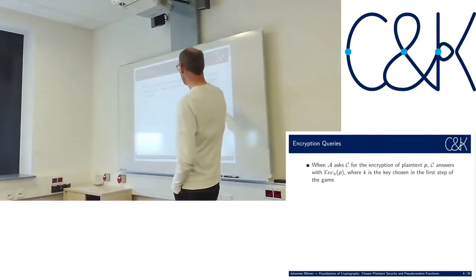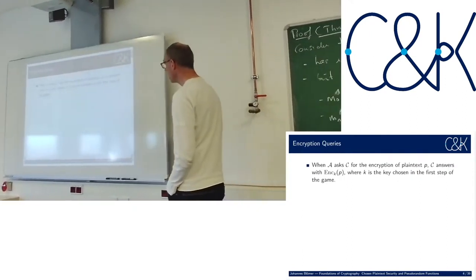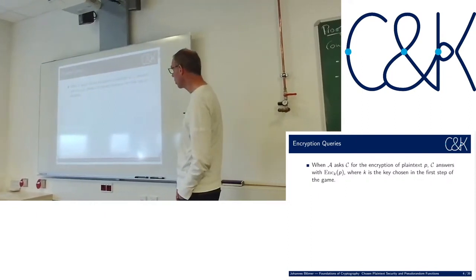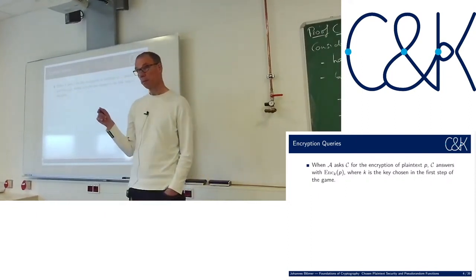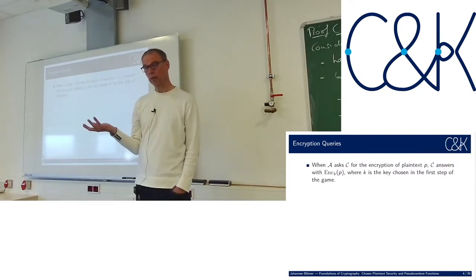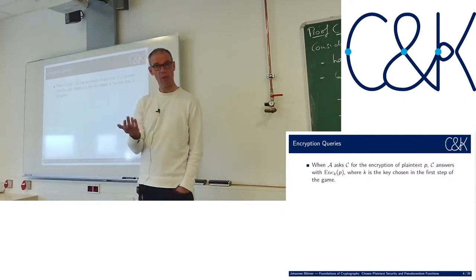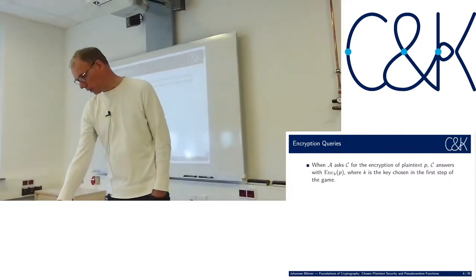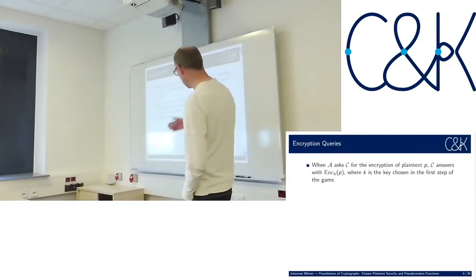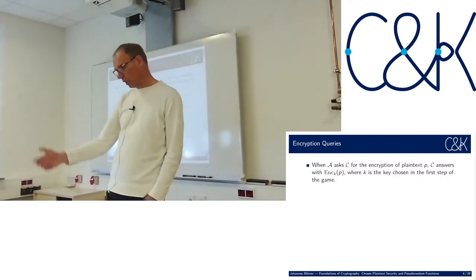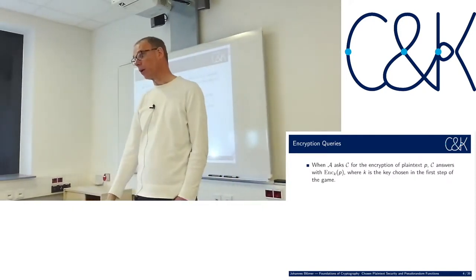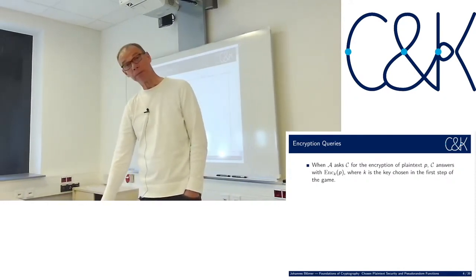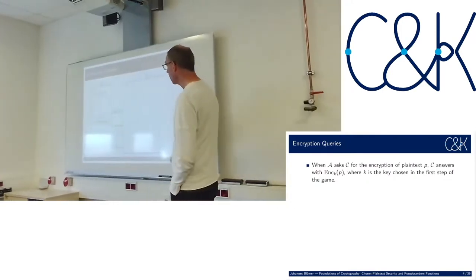So what do we mean when A asks for the encryption of plaintext P? C answers with Enc_K of P, where K is the key chosen in the first step of the game. The challenger simply runs the encryption algorithm with this key K, the one that was fixed in the first step. And again, as I said, adaptively, so the ith query may depend on the first queries and the answers that he received. So this is how we view this.